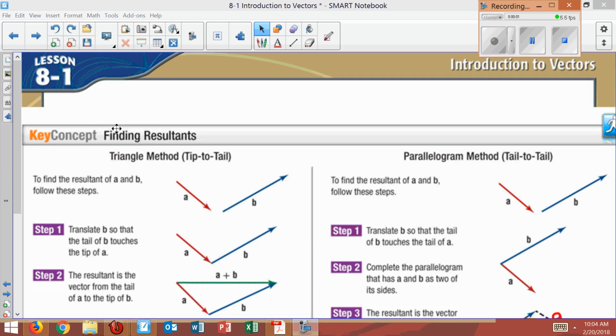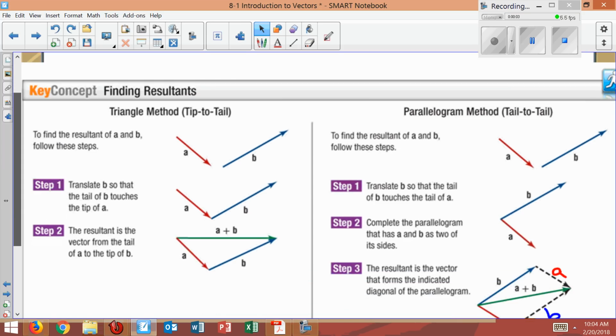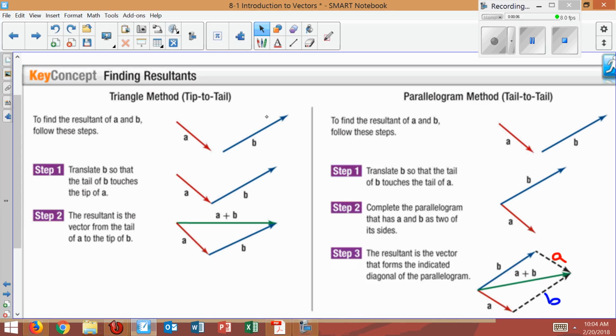And now let's look at how we find resultant vectors. What that means is you have two vectors, and when you add, you get a resultant vector. Now here's how we add. You take vector A and vector B, you're going to add them tip to tail. So this one's tip is going to connect to this one's tail. So basically it means this.